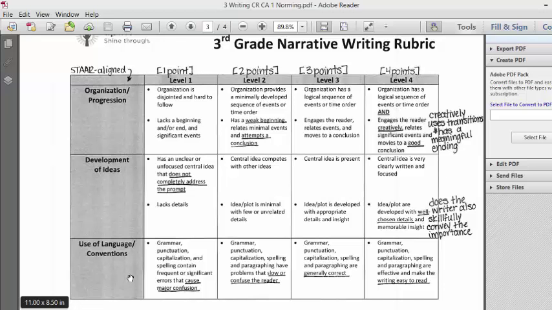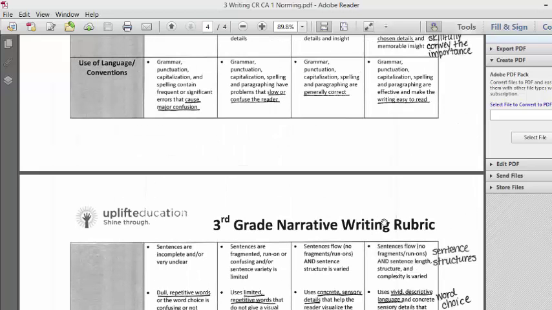The last strand is the use of language and conventions. This one is typically one of the easier ones to grade, but be cautious that we're not over analyzing whether or not a scholar can spell every word correctly. Really, it's not about do they get every single grammar, punctuation, spelling, capitalization rule correct in their writing. It really is, does it slow you down or does it confuse you? So if they generally are doing all the right things, then it's okay not to penalize them too hard. If they are generally correct with their conventions, it would be here in this level 3 indicator that I'm highlighting right here on the screen.